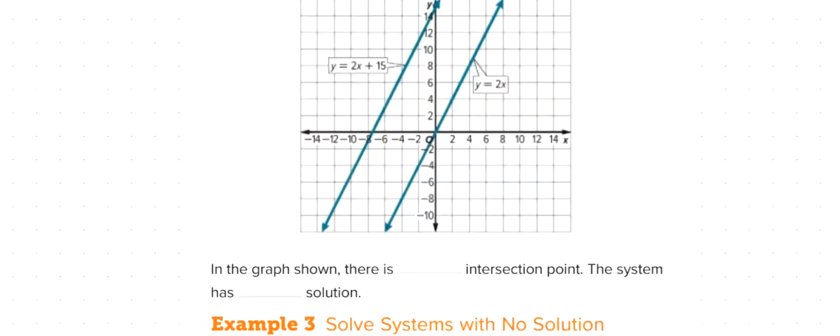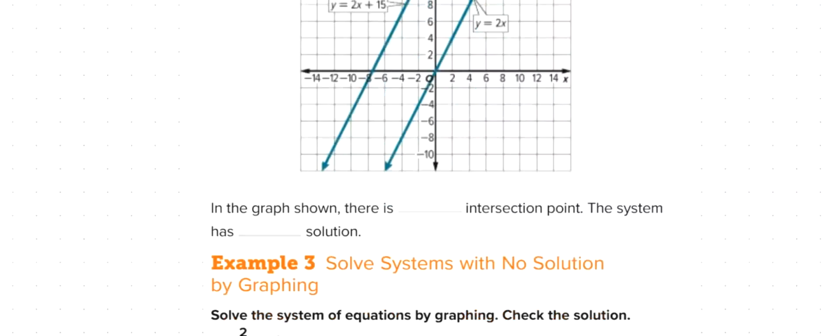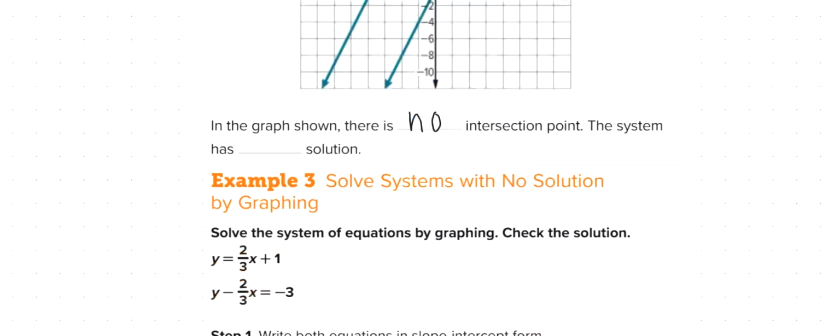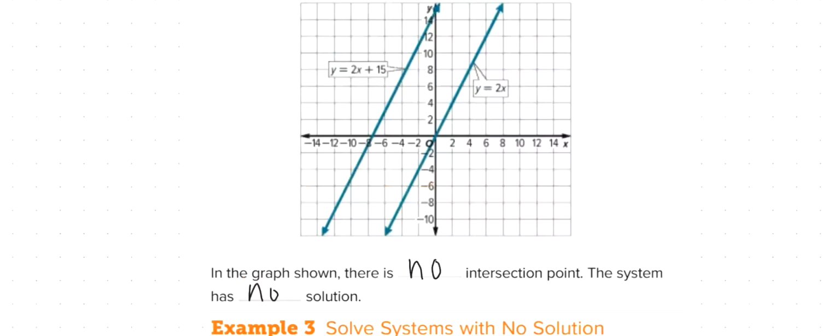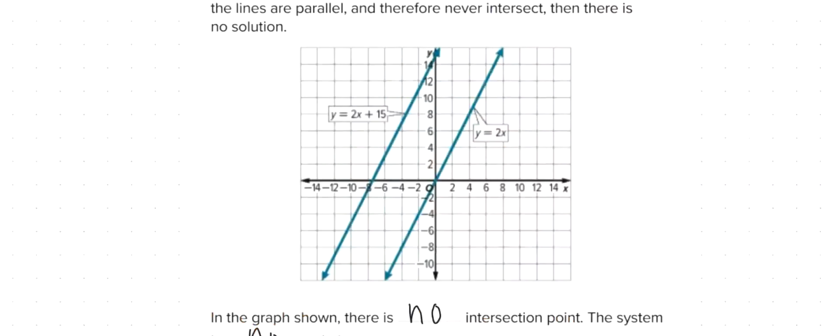So right here we have 2 lines: y is equal to 2x plus 15 and y is equal to 2x. If we look at them, they never intersect. They never meet each other. So in the graph shown, there are no intersection points, so the system has no solution. When they never meet, they never cross, that means they don't have any solution.